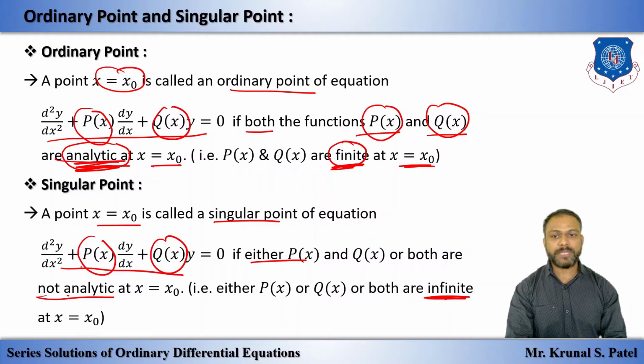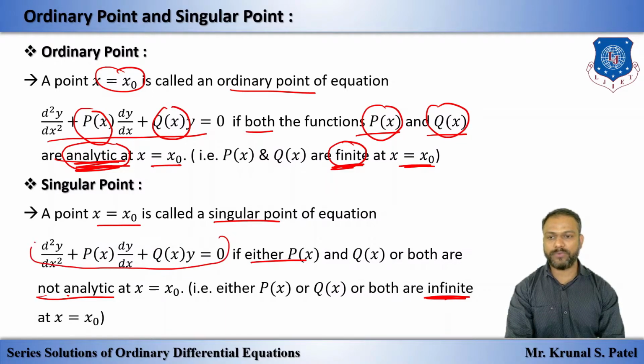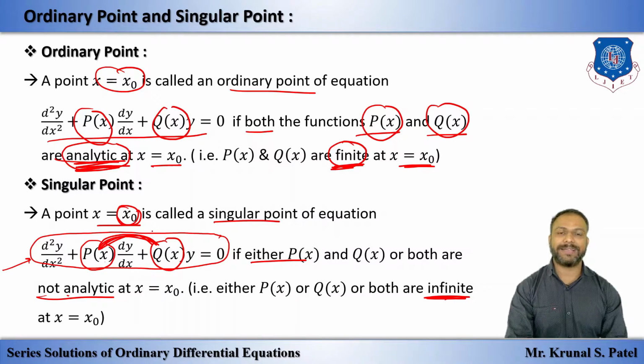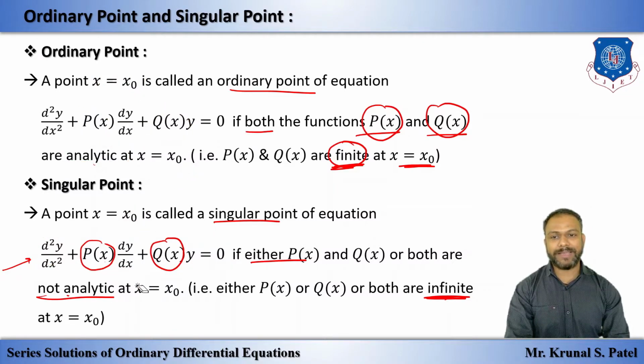So whenever we have this equation, after dividing by the coefficient of y double dash, if we get this equation, then for any point x is equal to x0, if p(x) and q(x) both are finite, that means analytic, that point is ordinary. If either of these two or both are not analytic, that means infinite, so that point is called a singular point. So we have two types of points: singular point and ordinary point.